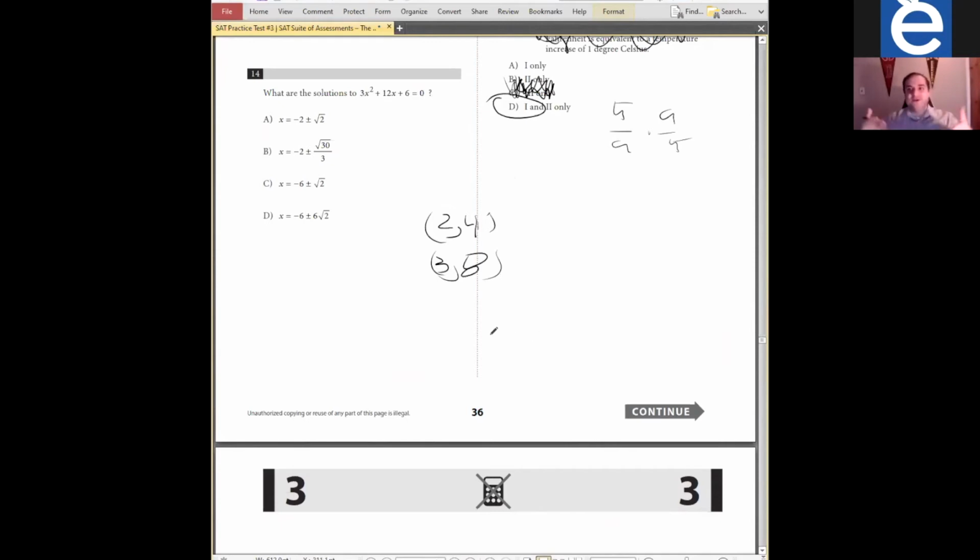Here is how you build the line, and please, please, please know this. Here's how you build the line. So first thing you do, you find the slope. So that's change in Y over change in X. So 8 minus 4 over 3 minus 2. That would be 4 over 1. So our slope is 4, right?